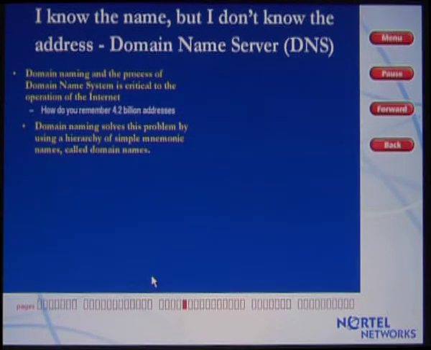The telephone company solves this problem with lots of large paper directories and operators you can call and ask about numbers not in your directory. The Internet solves this problem with a hierarchy of simple mnemonic names called domain names. Instead of remembering 205.216.138.22, all I need to know is the host's domain name, sirius-uk.com.